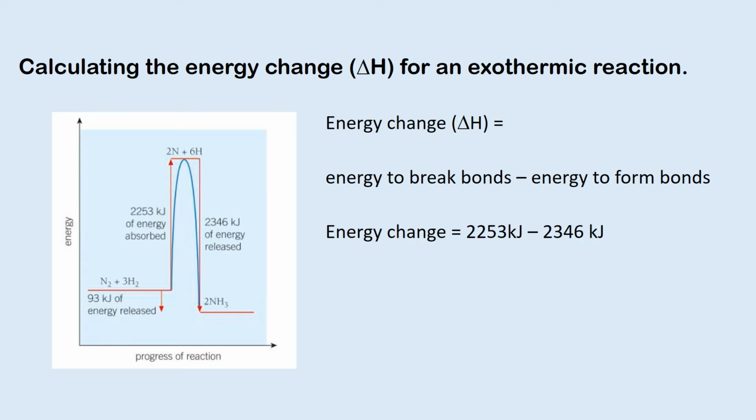So what that means is you put those numbers in, 2253, there it is, 2346, there that is, take one away from the other, and you will get minus 93. These units hopefully you recognize as being kilojoules, so that's a unit of energy. It's negative because the energy has gone down. In actual fact, because they've asked for the energy change, they don't really mind if you leave that off, because the change is 93. Obviously, it's gone 93 in a negative direction, but 93 kilojoules would be the answer to that question.